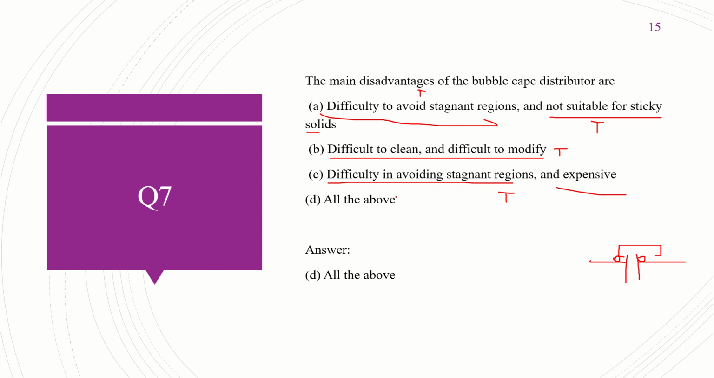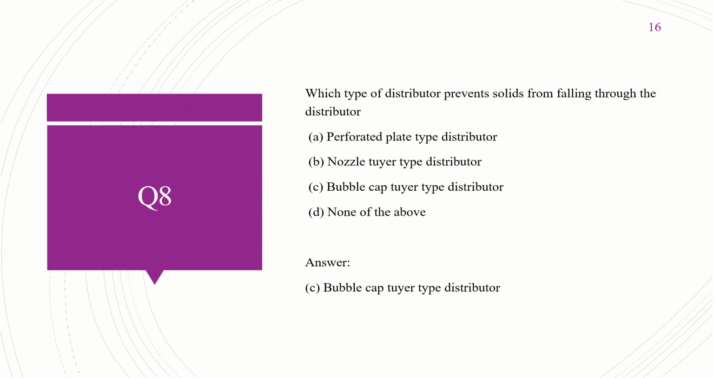fabricate. It is expensive and difficult in avoiding stagnant regions, and it is difficult to clean and difficult to modify, so it is not suitable for sticky solids. So the answer to this problem is all of the above. Option D is the right answer, that is all the above. I hope this is clear. Now we will move on to question 7. Sorry, question 8.